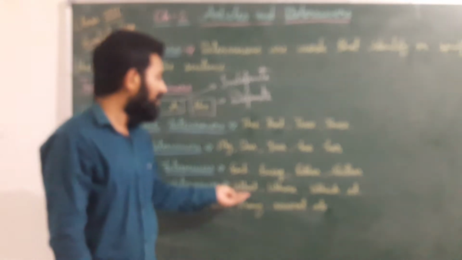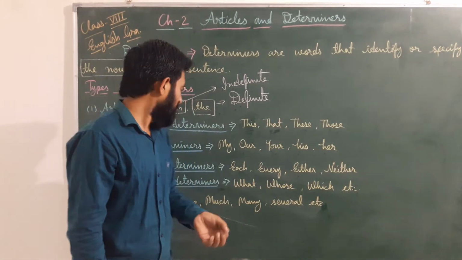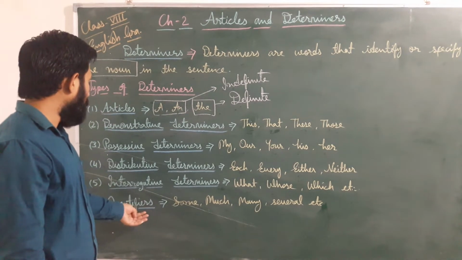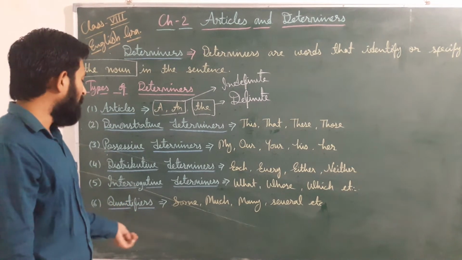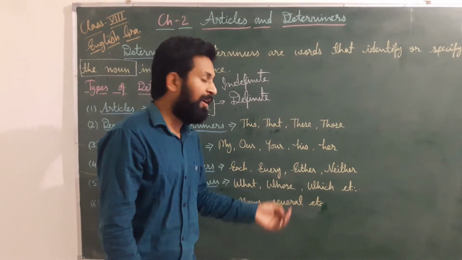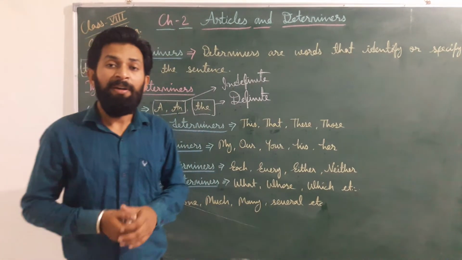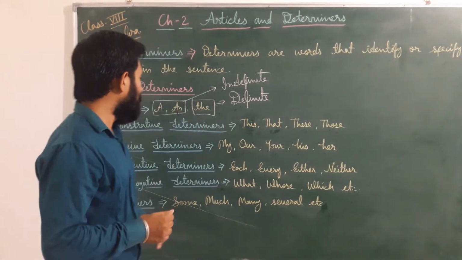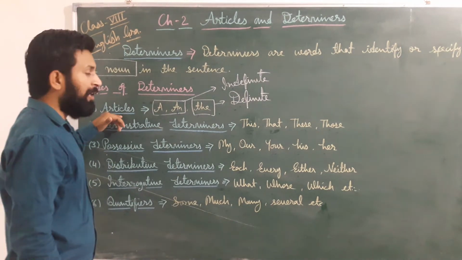Interrogative determiners: all WH words are included in this one. Quantifiers, whichever show the quantity, like some, much, many, several. That type of words are known as quantifiers. Dear students, we will begin this determiner chapter with articles first.